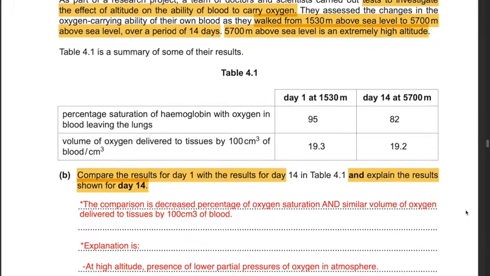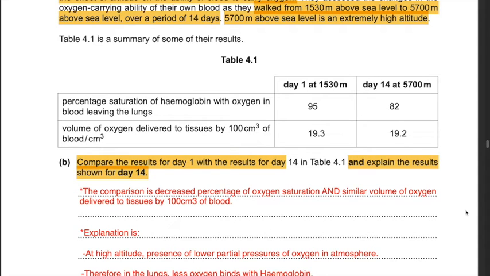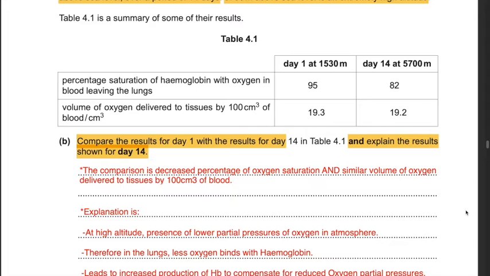Part B. Compare the results for day 1 with the results for day 14 in table 4.1 and explain the results shown for day 14 only. If you look at the words in bold, you have to compare as well as explain, and you have to explain the results only for day 14, not for day 1. So the comparison is there is a decreased percentage of oxygen saturation from day 1 to day 14 and a similar volume, it's almost a similar volume of oxygen delivered to tissues by 100 cm cube of blood.